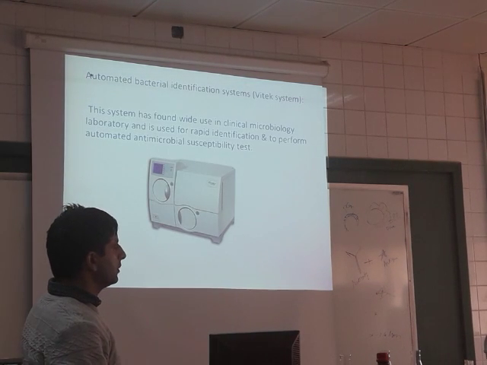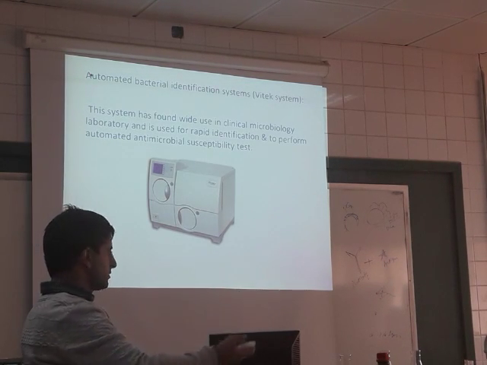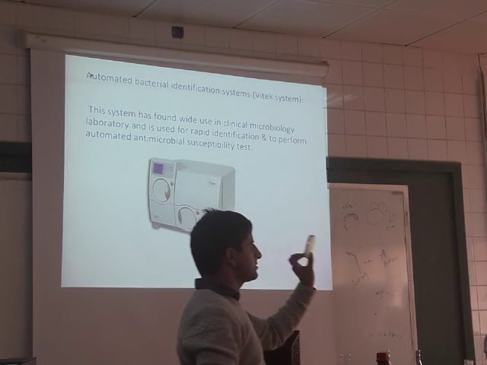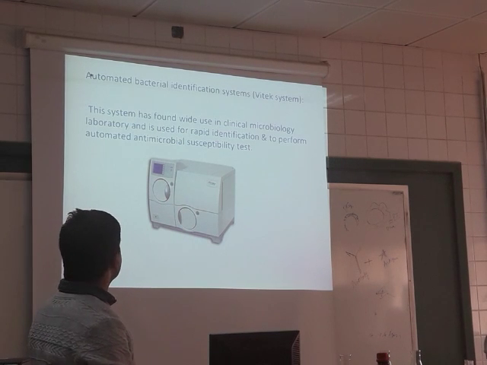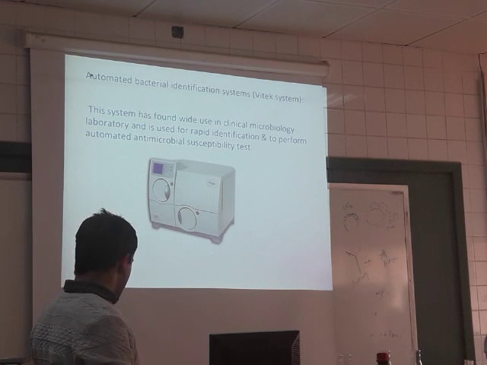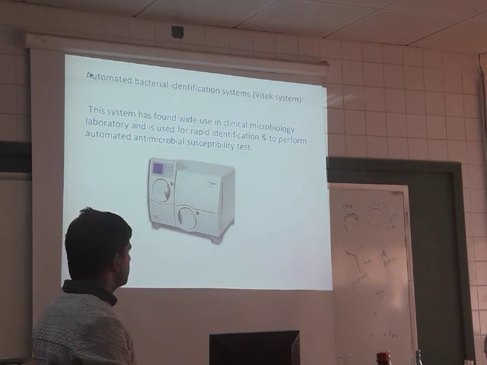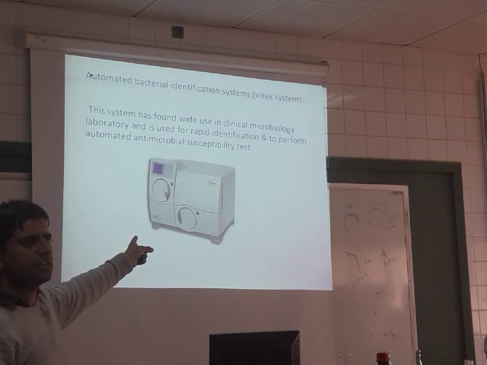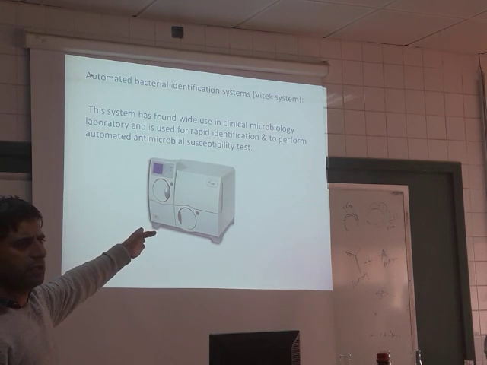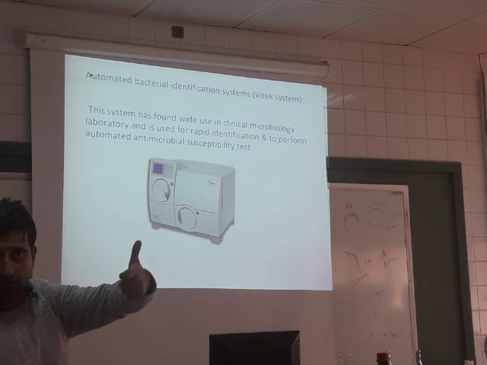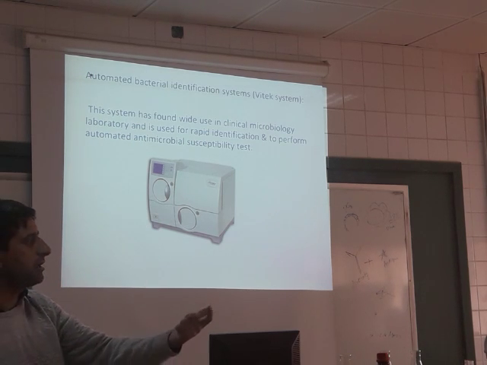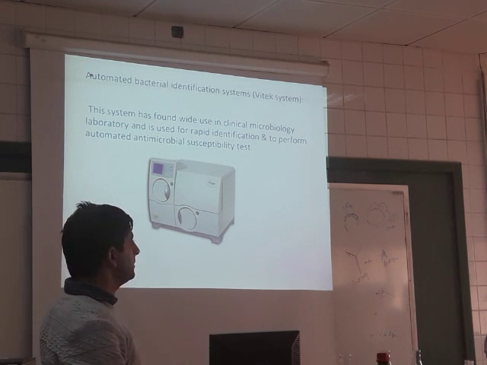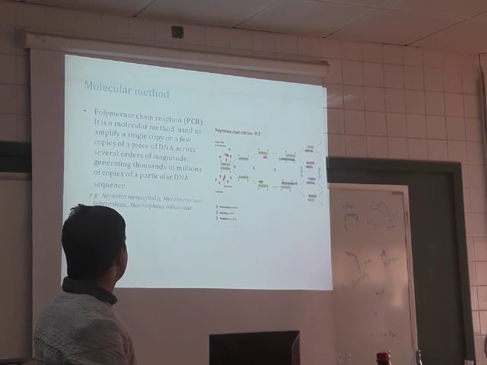This is a machine. You insert this culture plate directly into the machine, and it identifies the microbe. Antibiotic sensitivity, rapid identification, and it performs the antimicrobial susceptibility test. This will not come in the exam, but this is just for understanding, okay? This machine can identify the microbe as well as help us choose the antibiotic. Antibiotic sensitivity can be done using this machine.